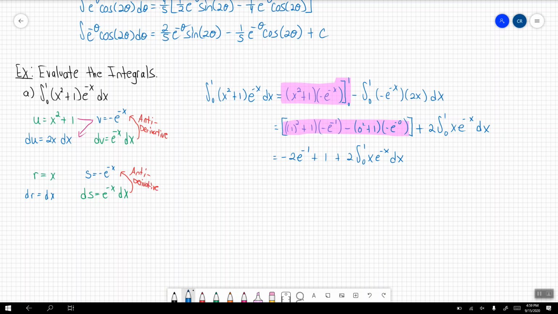Now, in doing so, I'm going to come back over here. Remember that for the very first term, we've already evaluated, so we don't need to do anything else with that. So that's just going to carry down. There we are. Plus 2 times this integral. So again, that integral is u times v minus the integral of v du. With our substitutions here, it's going to be r times s minus the integral of s times dr.